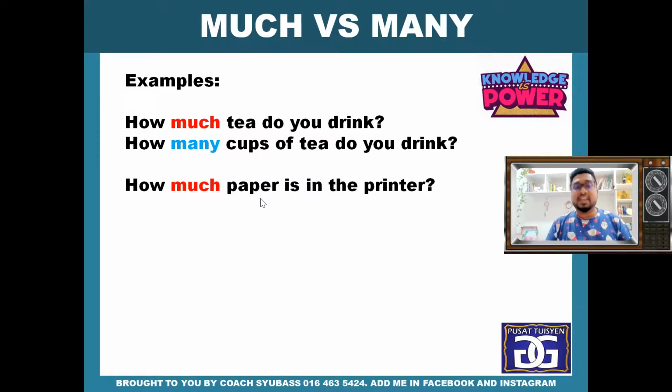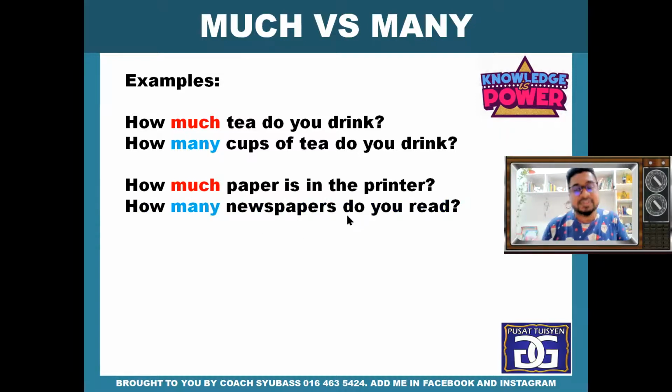I have explained to you last week that paper is in the category of uncountable nouns. Why? Kerana ia adalah satu yang padu, satu material. Kita tak boleh kira material yang ada atas kertas itu. Jadi paper is uncountable, we use much.